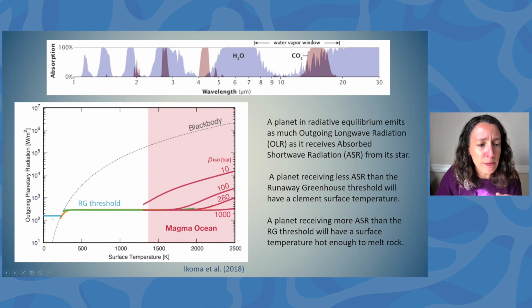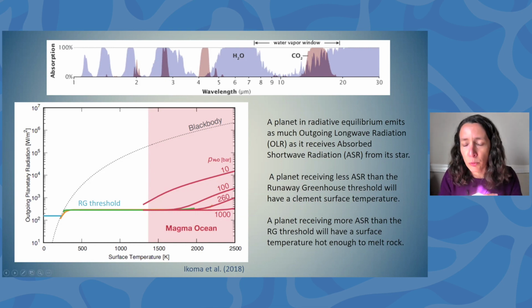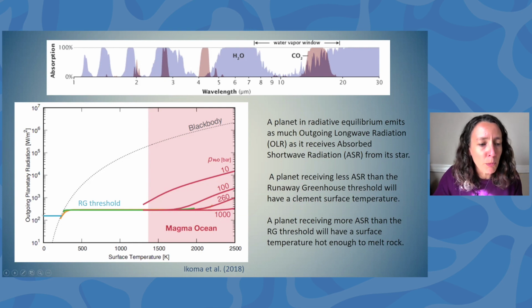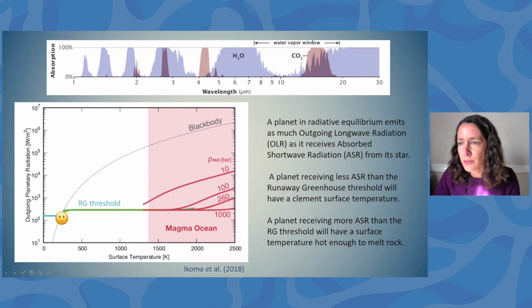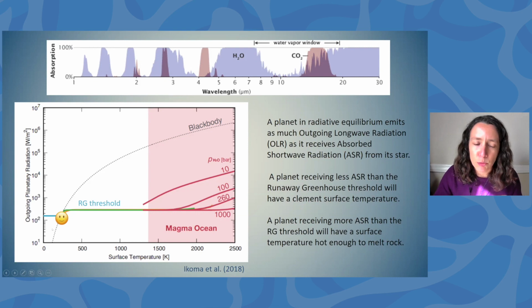So if we are receiving less than the so-called runaway greenhouse threshold, the intersection of this line with this outgoing longwave radiation tells us the surface temperature, and this is a happy surface temperature where water is stable as a liquid at the surface, and our surface temperature is nice and habitable. Once we get above this boundary, though, this is what we call the runaway greenhouse threshold, and this is where water becomes optically thick in the atmosphere, and the atmosphere can't emit enough radiation to space to cool itself.